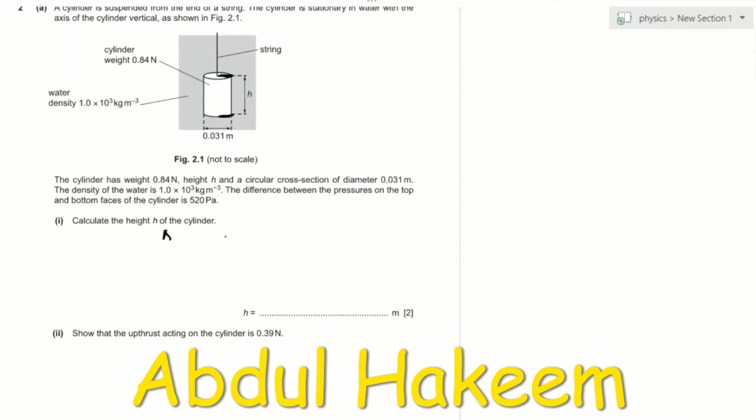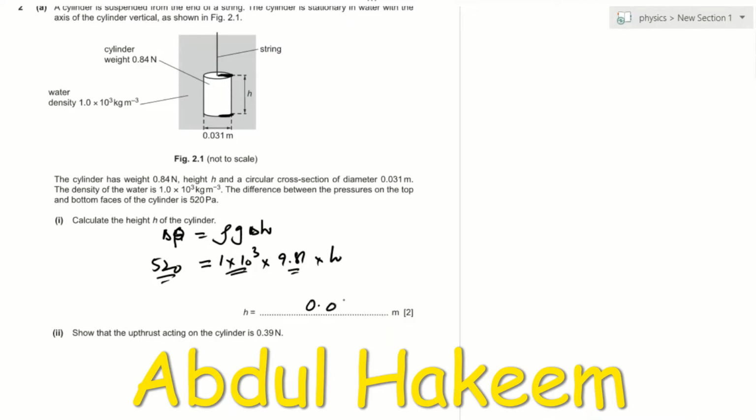So simply, the difference in the pressure is equal to rho g h. The pressure difference is 520. Density is given as 1 × 10^3, meaning 1000, g value 9.81, and this height is required. So 520 divided by this, and the height will be 0.053 meter. This is the height.